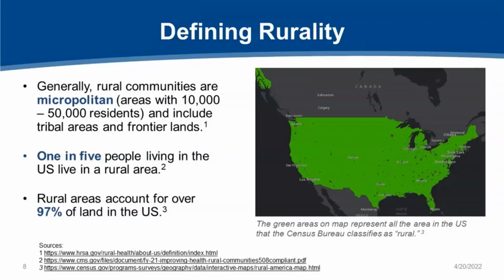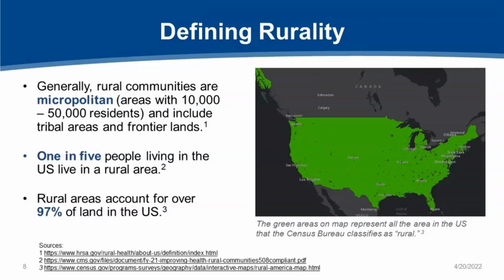But what do we mean when we say rural? There are a variety of similar definitions for the term, but generally rural communities are micropolitan, which means that they are areas with 10,000 to 50,000 residents, and these areas can include tribal areas or frontier lands. Approximately 1 in 5 people living in the U.S. lives in a rural area.